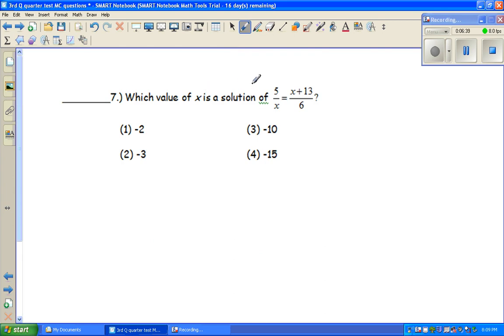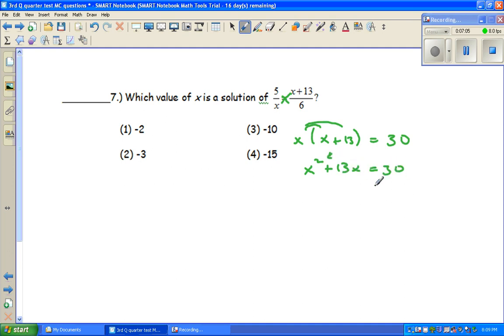Which is the value of the solution of x is a solution of. So you have a proportion. All proportions, we cross multiply. So we have x times x plus 13 equals 5 times 6, which is 30. We're going to distribute. That gives us x squared plus 13x equals 30.